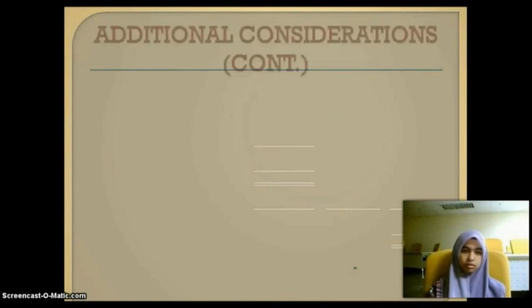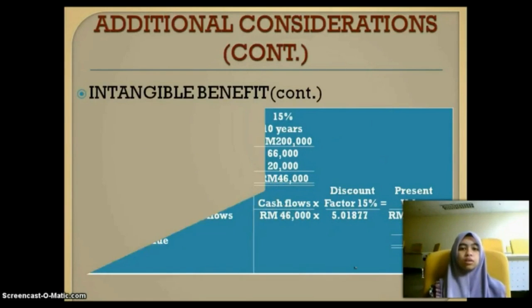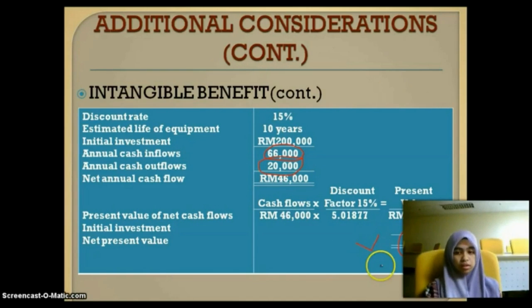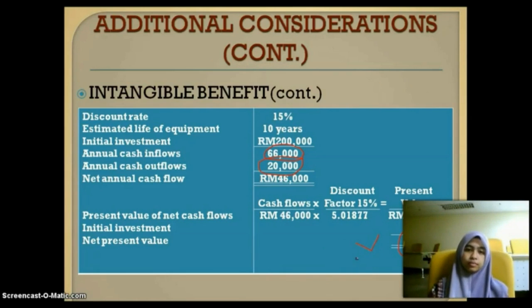This is the calculation of the estimates. Here we can see the cash inflow will increase by 8,000 and the annual cash outflow will reduce to 20,000. So the NPV will become positive. So automatically the manager will approve this proposal and take it into account.